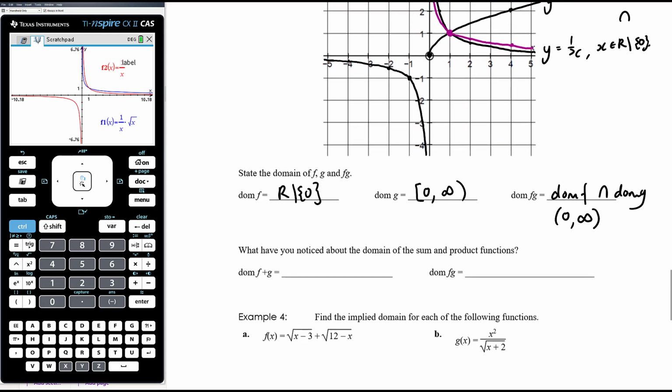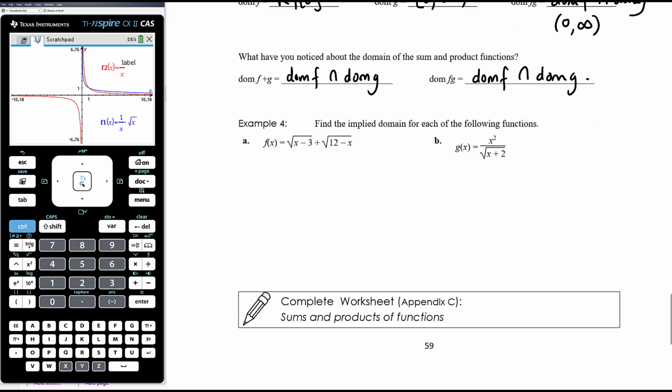Okay, so what have we noticed about the domain of the sum and product functions? We've talked about this along the way. The domain of f plus g is the intersection between the domain of f and the domain of g, and that's the same for the product function as well, domain of f, intersection domain of g. So if we want to find the implied domain for each of the following functions, we need to think about the domain of that.